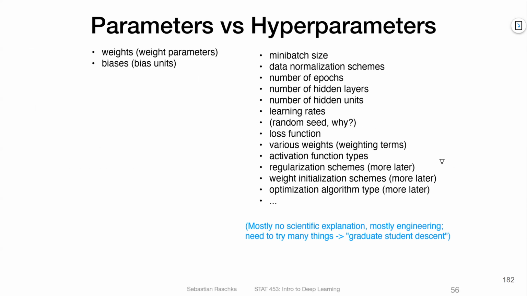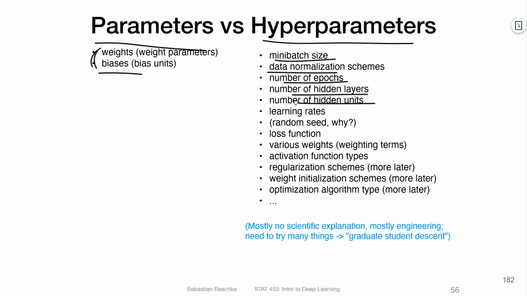Okay, so up to this point, we've discussed a lot of hyperparameters. But what is the difference between parameters and hyperparameters? Let's first talk about parameters. Parameters are weights or biases. However, hyperparameters can be mini batch size, the data normalization schemes, number of epochs, number of hidden layers, number of hidden units. We need to determine which schemes or what numbers to use, how to set the numbers. And all these are types of hyperparameters.